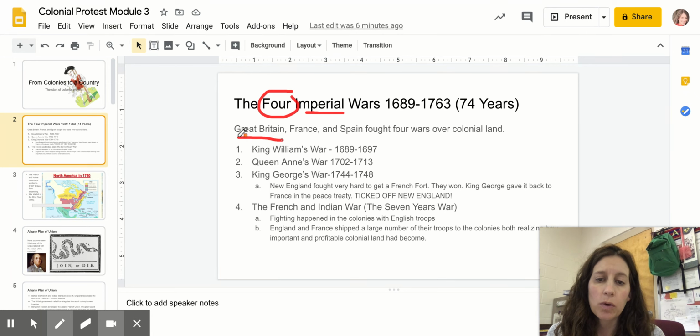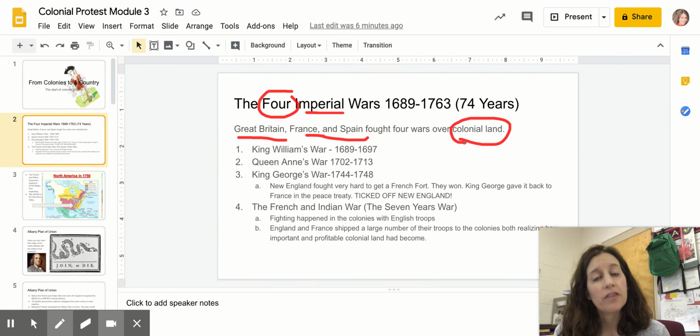In all of these wars, Great Britain, France, and Spain, in some capacity, are fighting each other over colonial land. They are not fighting each other over land in Europe. They're fighting over land here in North America, and in India as well. There's King William's War, Queen Anne's War, King George's War, and then the French and Indian War. You do not have to know details about King William's War or Queen Anne's War unless you go on to college and become a history major. For our purposes, just know that they happened.